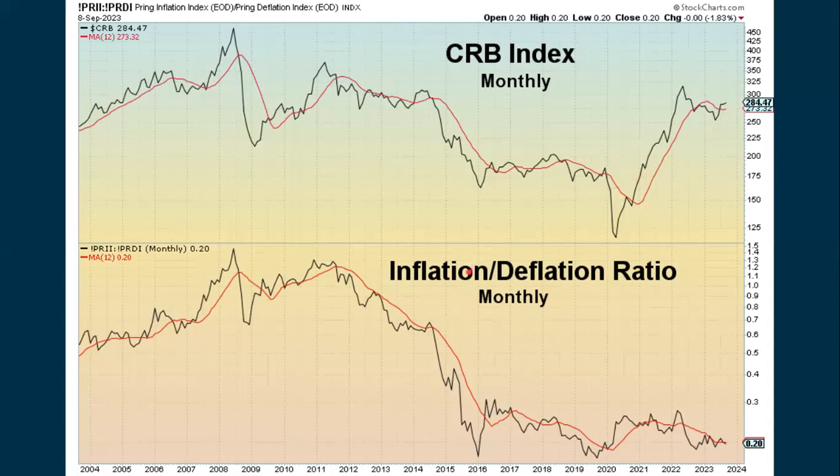Then down on the bottom, we look at inflationary measures and take a ratio compared to deflationary measures, and then look at it on a monthly chart where this is continuing to fall. So this ratio is suggesting that inflation is not necessarily a problem, but this is a monthly chart. It can take a while to update.